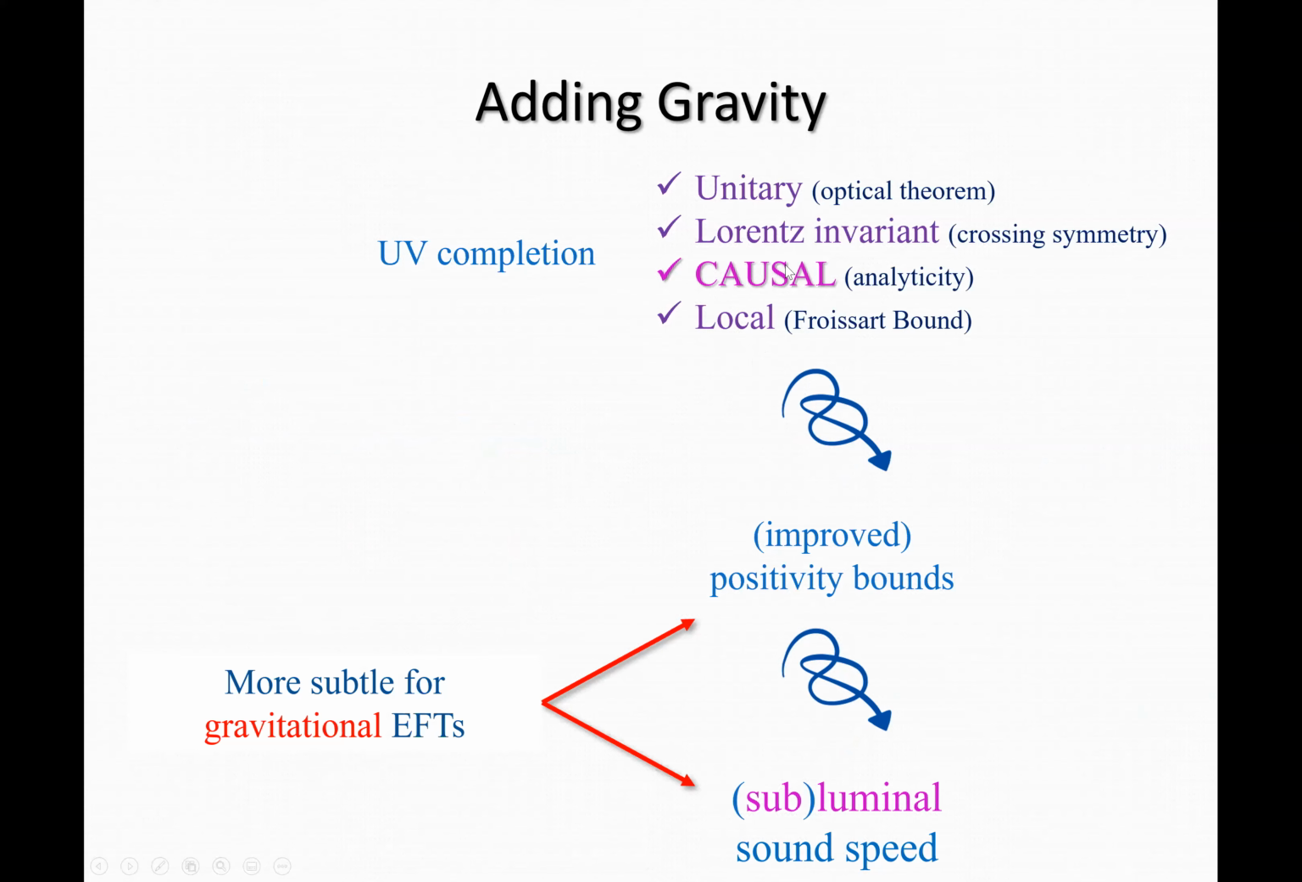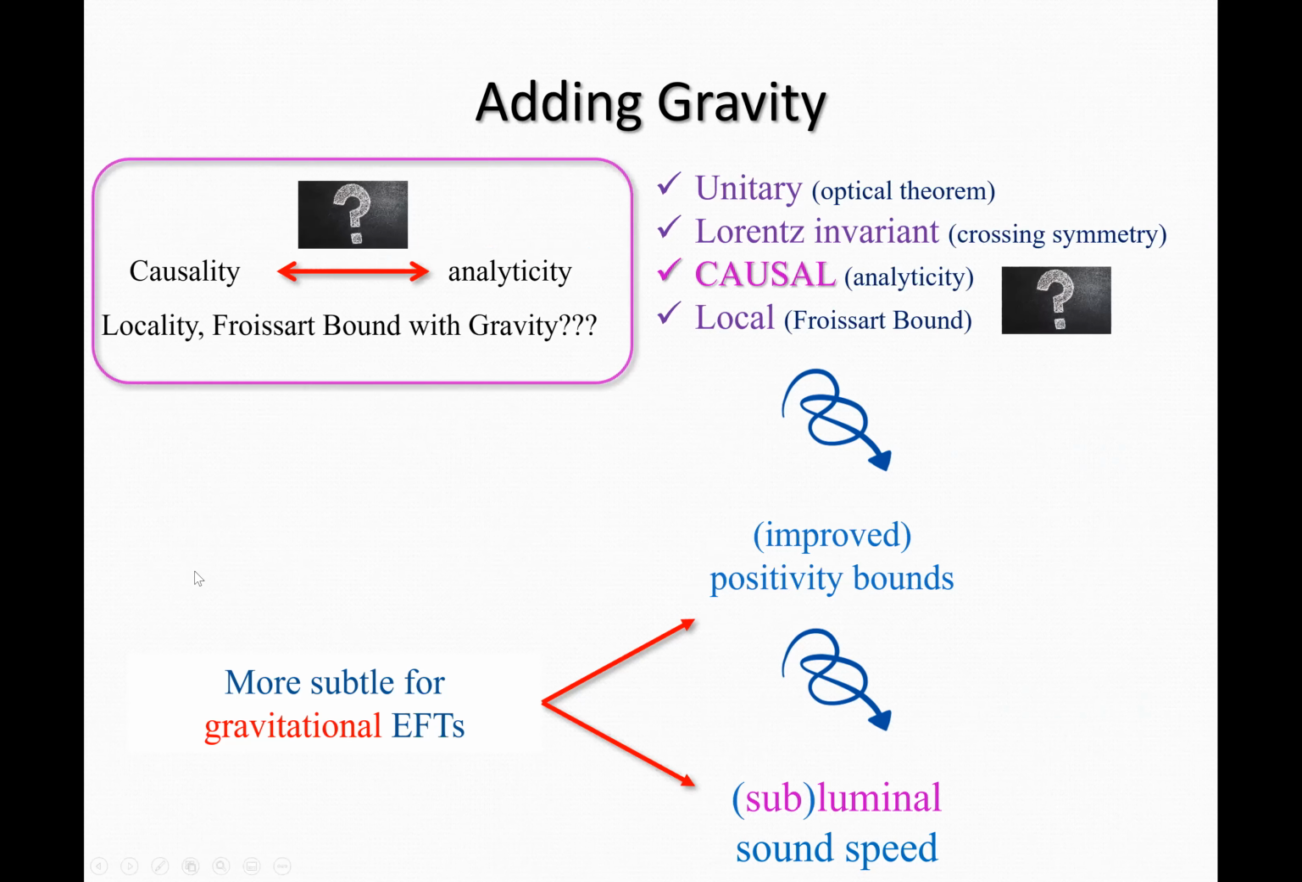even assuming those requirements at high energy, the connection between these requirements and positivity bounds is more murky in the gravitational setup, and the connection between those and subluminality is also more murky in the gravitational setup. This is without accounting for the fact that there may be some extra level of subtleties related to the connection between causality and analyticity, and the level of locality that you may need to impose on yourself for gravitational effective field theory, so for gravitational embedding.